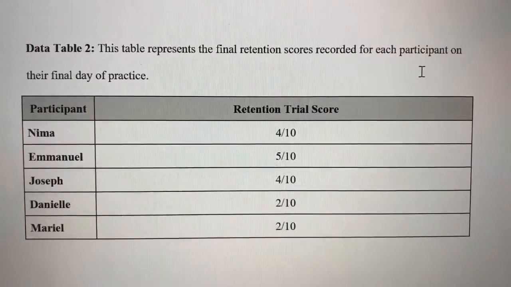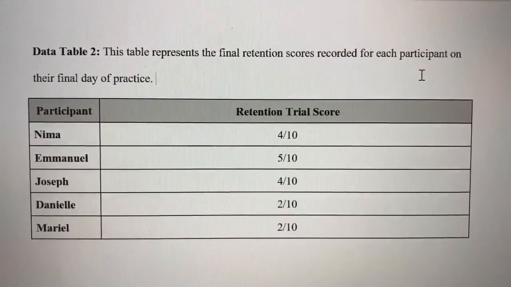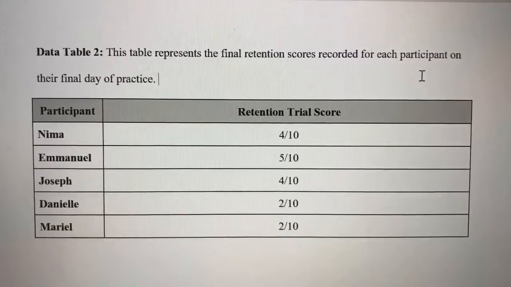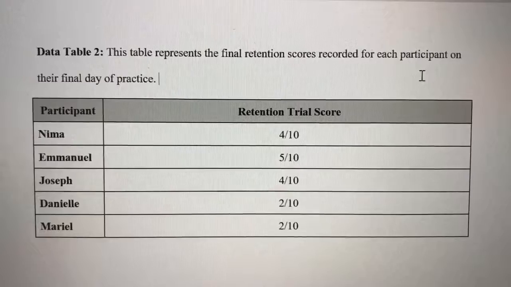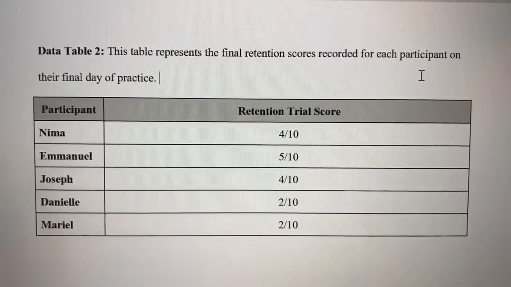This table shows the final retention shots for each participant. Initially, the distributed group had an average of 2 shots per 10 shots, and the massed group had an average of 1 shot per 10 shots. In the final retention, the distributed group shot an average of 4.3 shots, and the massed group an average of 2.